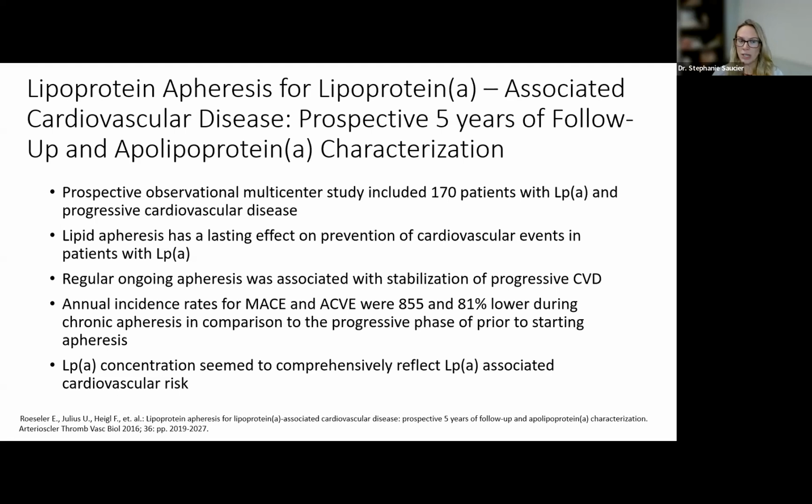The annual incidence rates for MACE and ASCVD were 85% and 81% lower during chronic apheresis in comparison to the progressive phase prior to starting apheresis in this study. And Lp(a) concentrations seem to comprehensively reflect Lp(a)-associated cardiovascular risk.